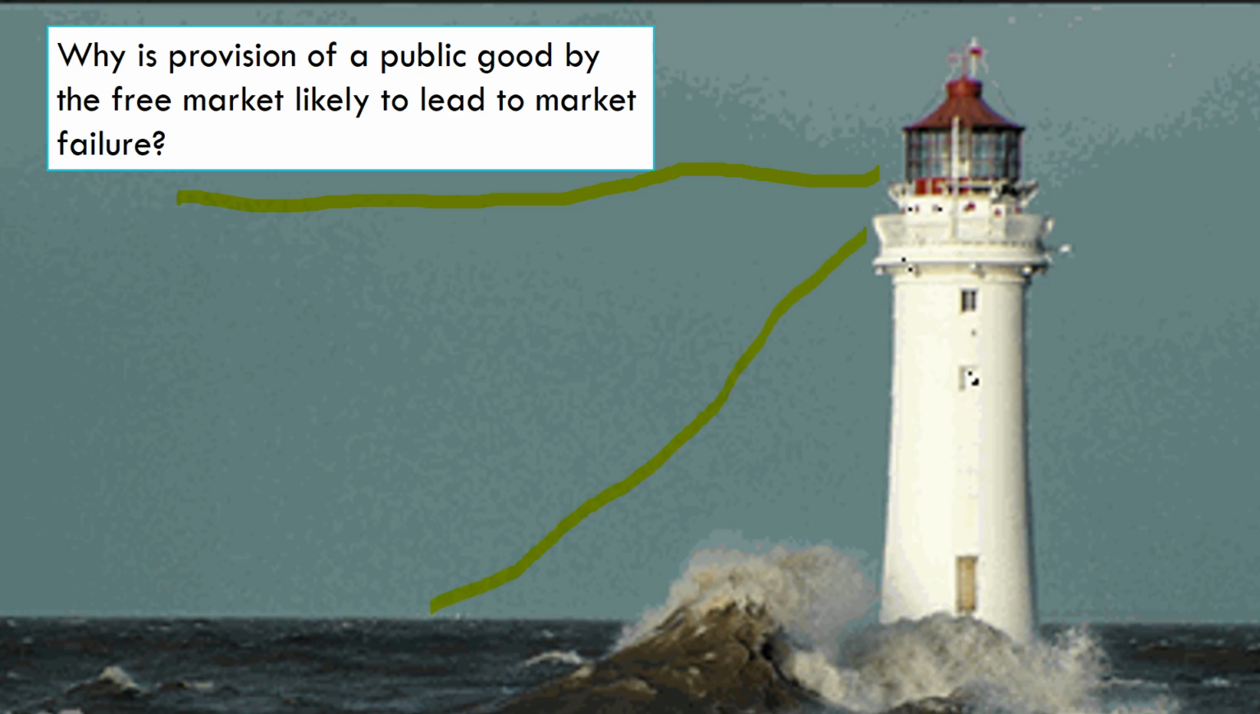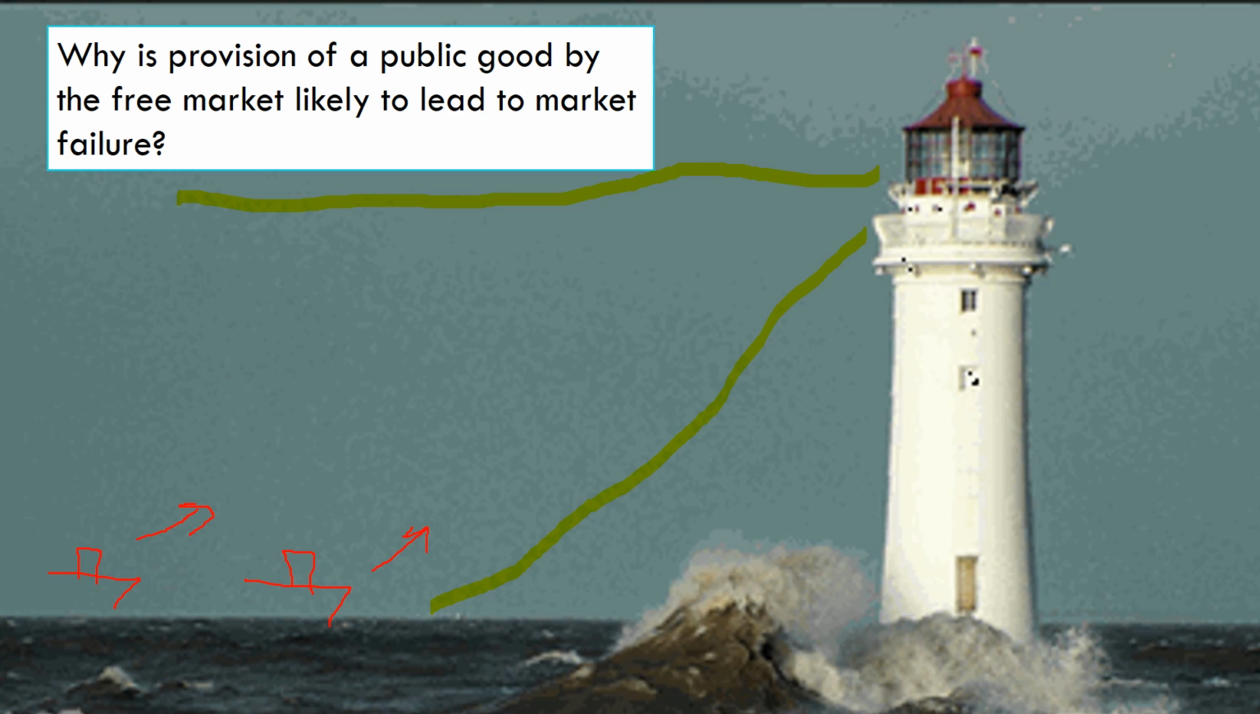Okay. Now, under a free market situation, we might have boats. Here's the first boat, and here's the second boat. Under a free market, these two boats are the buyers, and they would be paying a certain amount to the lighthouse, and the lighthouse in return would be the seller and provide that service.